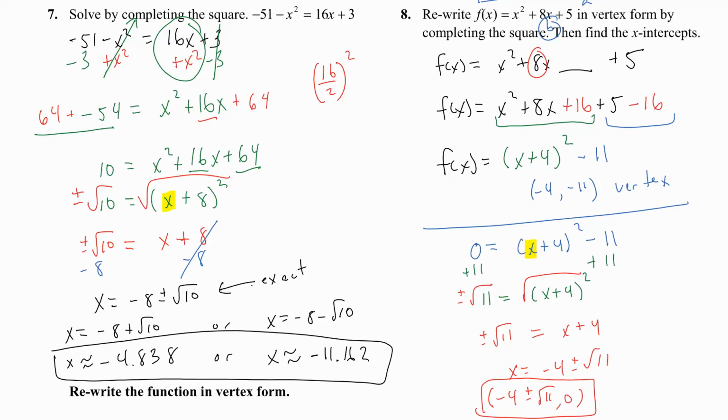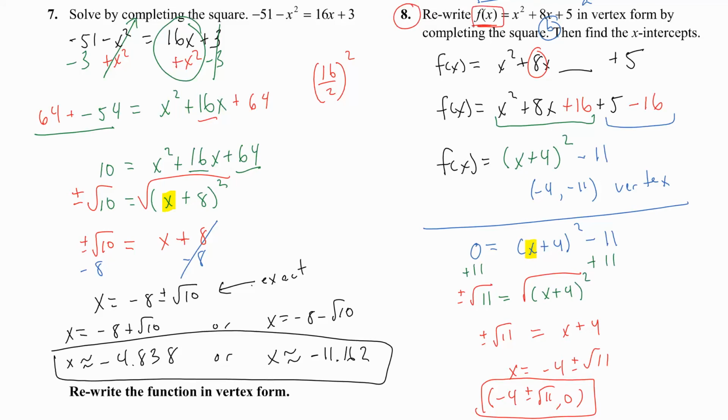So let's review. Again, we're completing the square. We did it in two different contexts. We did it with equations. With equations, we took b divided by 2, squared, and added it to the left and the right side of the equal sign. But when we did number 8 here, we weren't working with equations, we were working with a function.